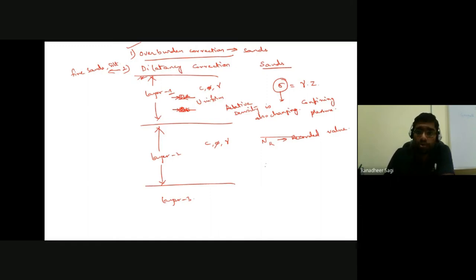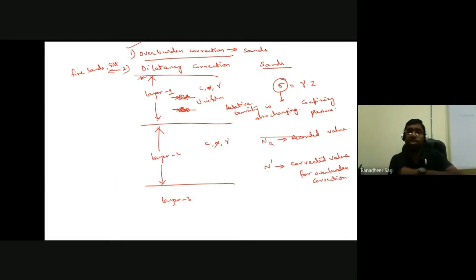If the overburden correction is required, then I'll apply it to this measured value. N dash, let me call it the value corrected for overburden. In case you have the presence of a water table, because the SPT test you have conducted is below the position of the water table, and if the soil in which the test is conducted is a fine sand, then I should even apply the dilatancy correction.